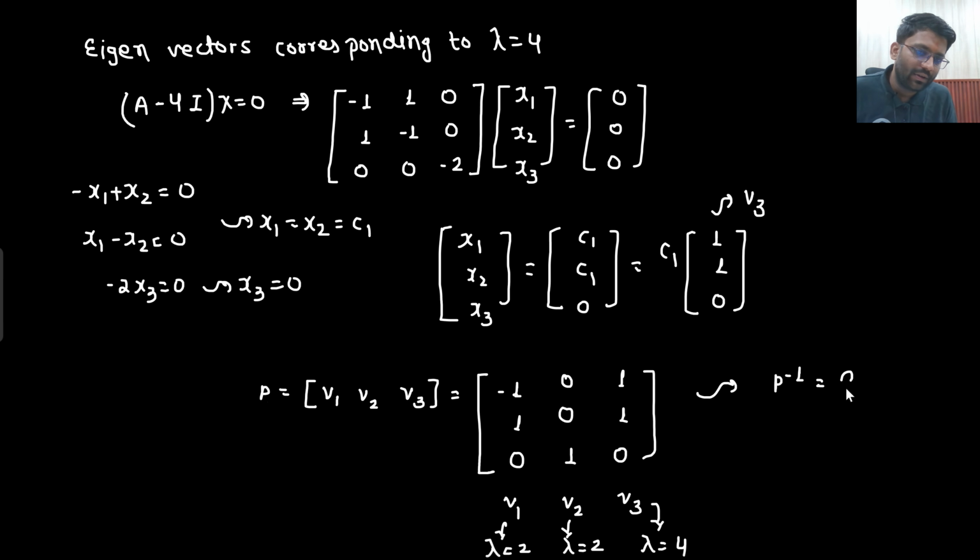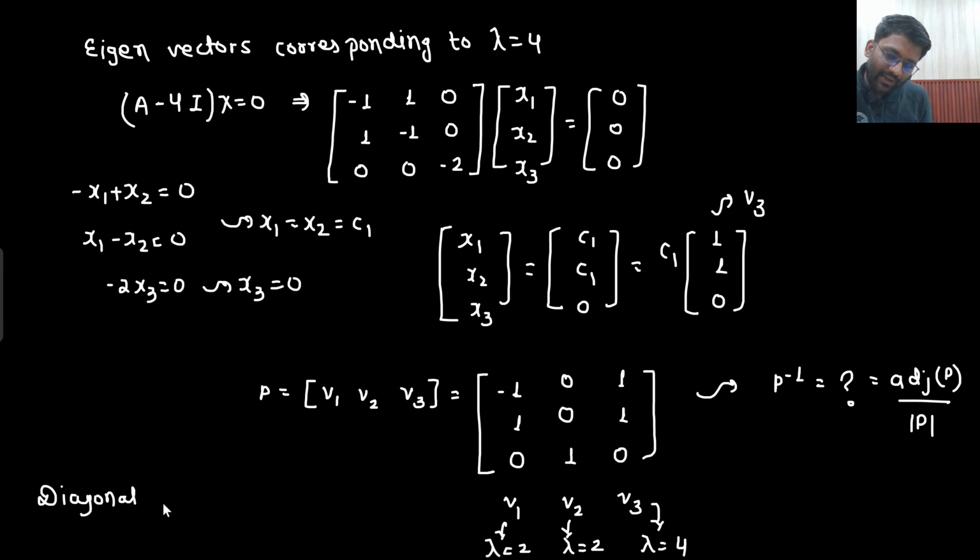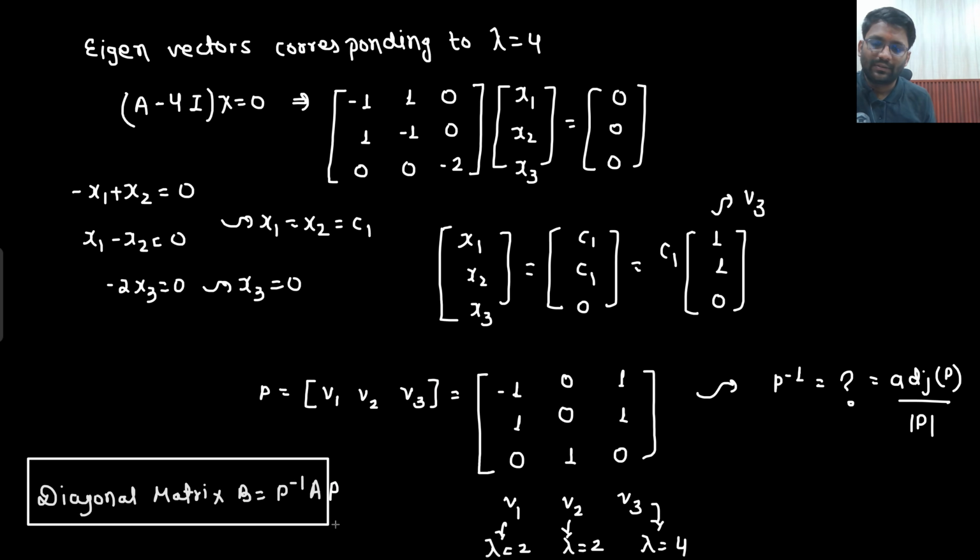Can you do it on your own? Find out P inverse. What would that be? First find out the adjoint matrix and then divide by its determinant. So find out P inverse. Then you find out your diagonal matrix. What will be your diagonal matrix? Then your diagonal matrix B will be nothing but P inverse multiplied with A multiplied with P. This will be your diagonal matrix.